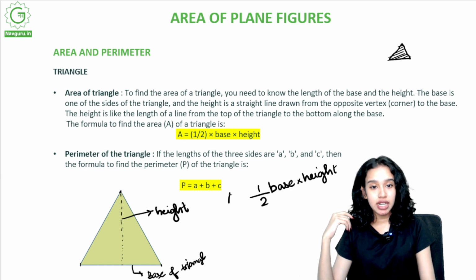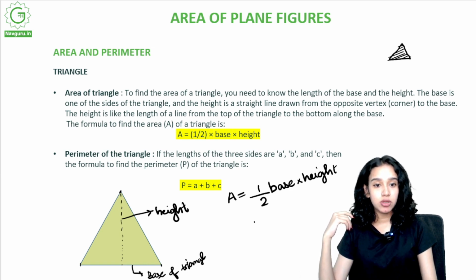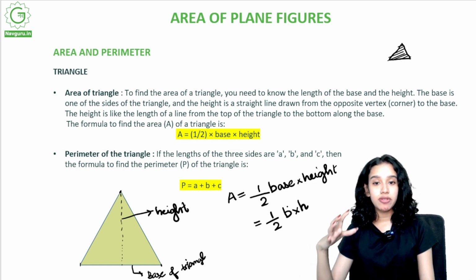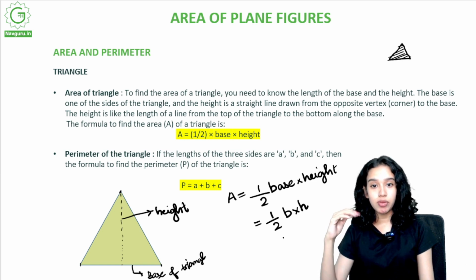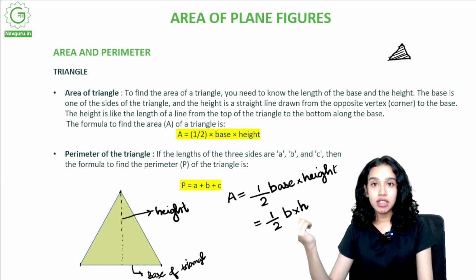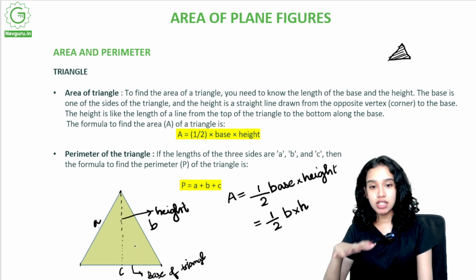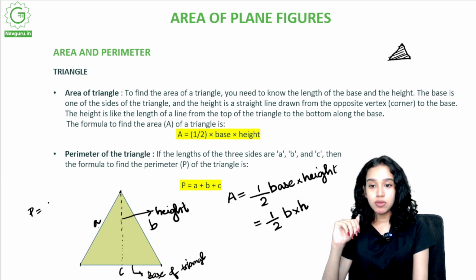Area of a triangle is equal to half into base into height. We could say half into b, where b is base and h is height. So we could find the area of a triangle by using the formula half into b into h. Now what is the perimeter of the triangle? It is the length of all three sides. If this side is a, this side is b and this side is c, these are the lengths of the three sides. Now the perimeter would be equal to a plus b plus c.